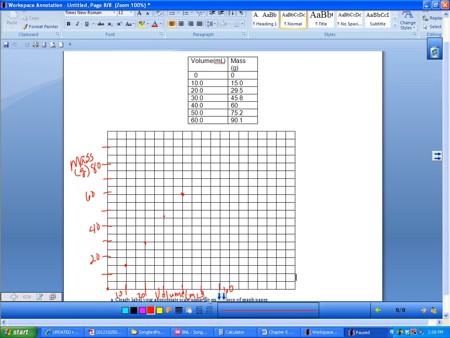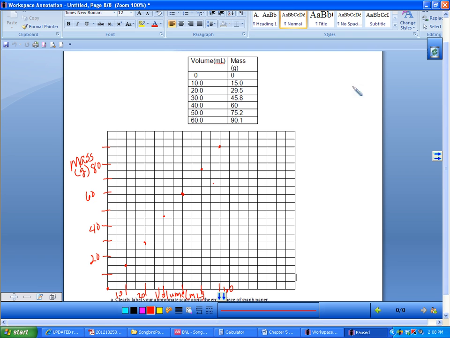And there is my 50. So if I follow 50 up, it should be around 75. And then finally, my 60 should go all the way up to 90. It looks like I've got a mistake right there, so let me fix that. Kind of hard to do this with the... All right, so let's see, there's 70, so 75.2 looks like it'd be about right in there.